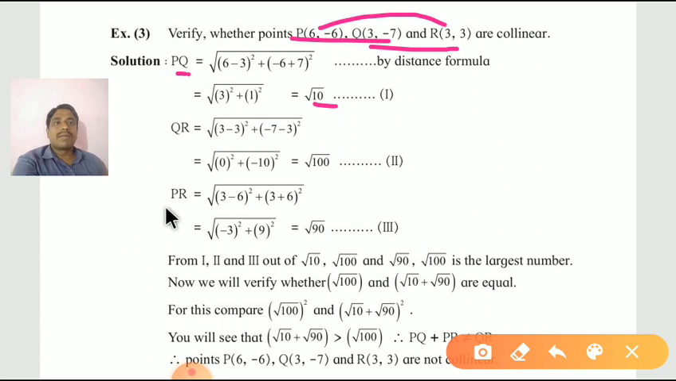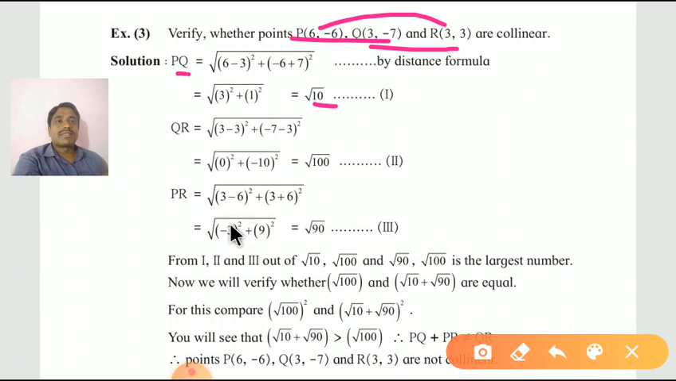And again we find the PR. First suppose P is x1 y1 and R is x2 y2. By using the distance formula, find the distance between P and R. PR is equal to square root of (x2 minus x1) bracket square, where x2 means 3, x1 means 6, so (3 minus 6) bracket square, plus (y2 minus y1), y2 means 3 minus, again minus 6, minus minus gets plus, plus 6 bracket square.